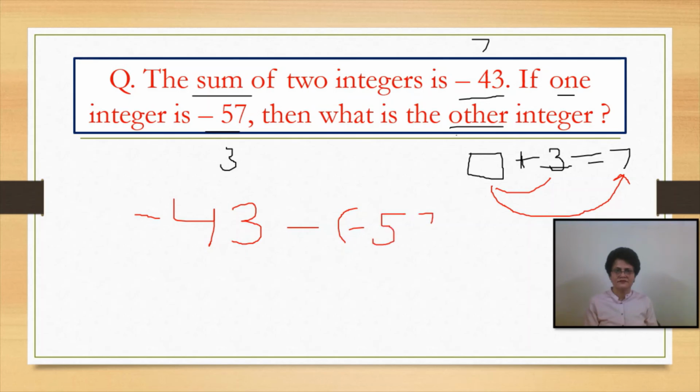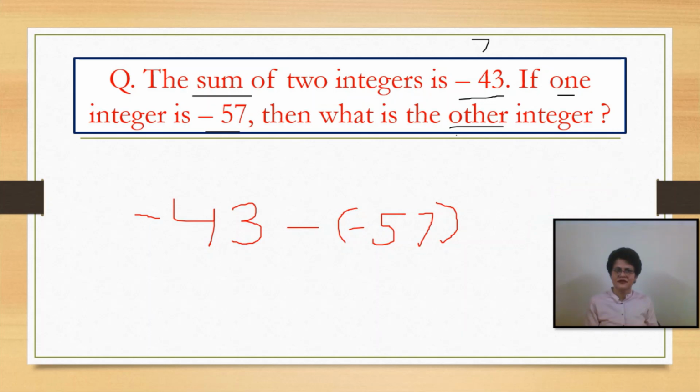Okay. And let me just make the screen very neat and tidy now. So I'll just erase whatever is there extra. Clear? We have done that. Okay. And now let's start solving it. When I solve it, this is a negative 43 as it is. I'm going to write it as it is. And after that, I will be writing the opposite of a negative 57, which is a positive 57.